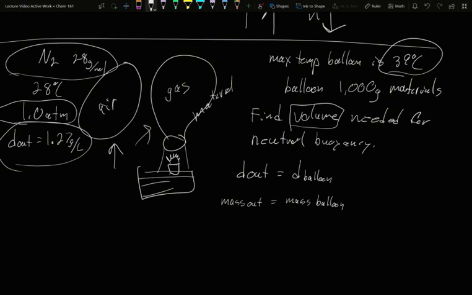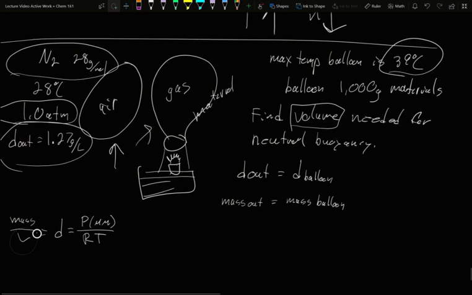What is my mass outside? Well, think about density. Density is equal to pressure times molecular mass over RT. But density is mass over volume. I can solve for the mass of the gas. I need to multiply the volume over, but this lets me solve for the mass based on pressure properties. So I can find the mass of my outside. It's going to be my density of the outside times the volume.